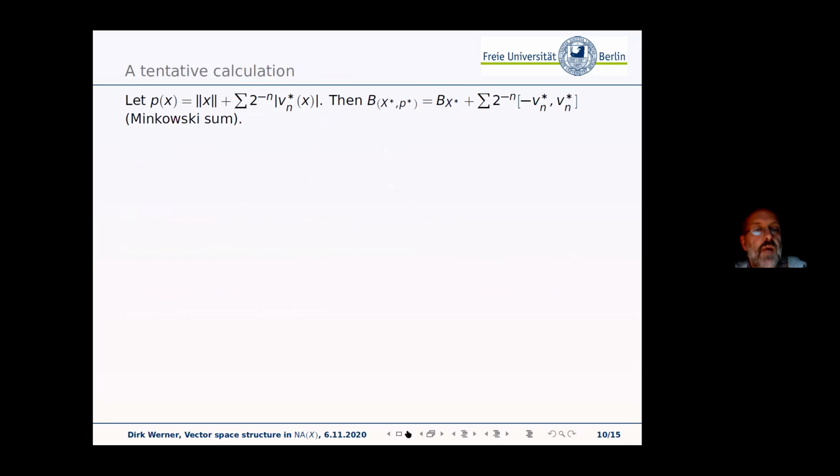Here is our renorming with the v_n star arbitrary for the moment. Then the first observation is that the dual ball can be characterized as this Minkowski sum consisting of the original dual ball and the sum of these segments. Now taking norm-attaining functionals for the new norm. So this NA_1 indicates that I'm now looking at functionals of norm 1.